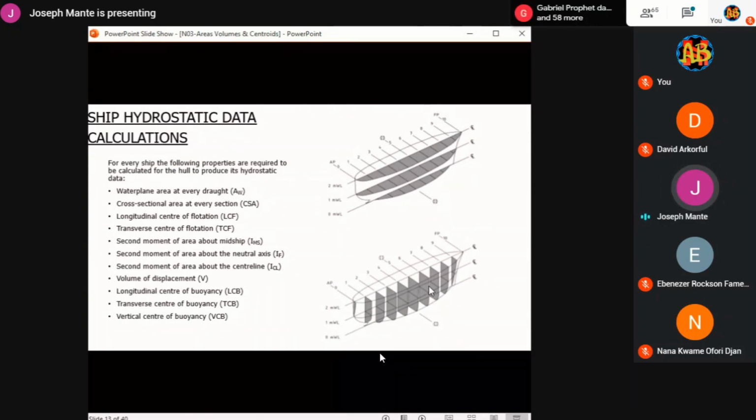So if someone asks you what are some of the hydrostatic data, or they bring in something, the following are part of hydrostatic data, except, so you have to know all the things that are in hydrostatic data.